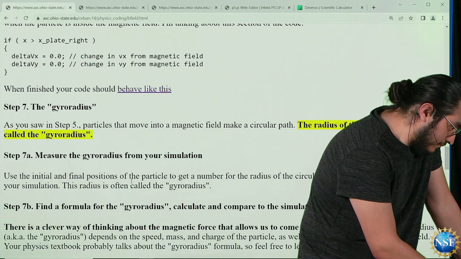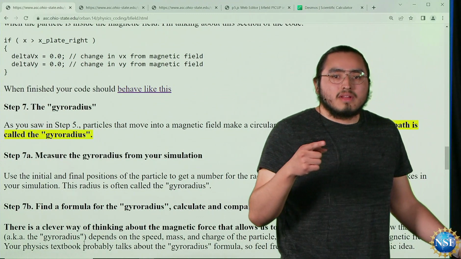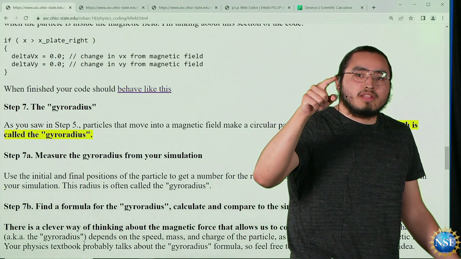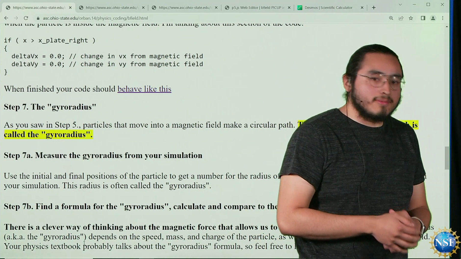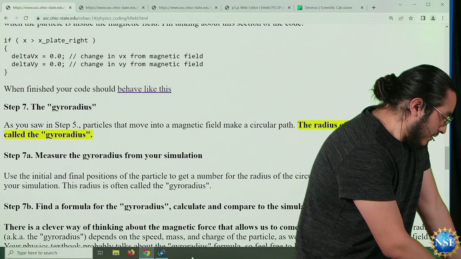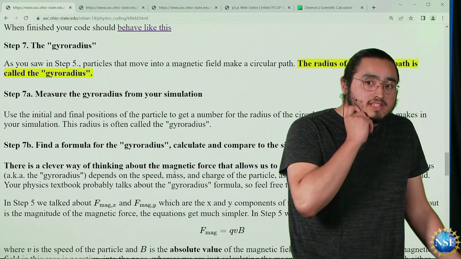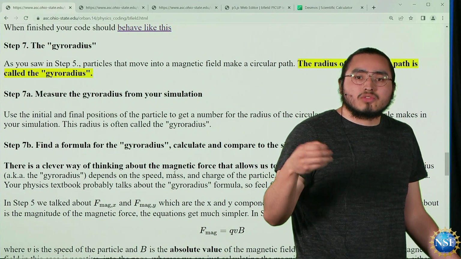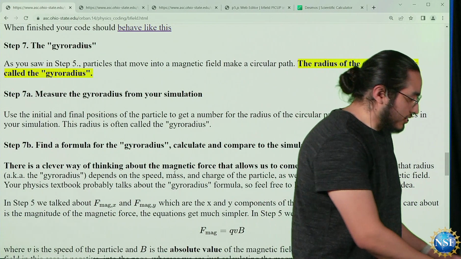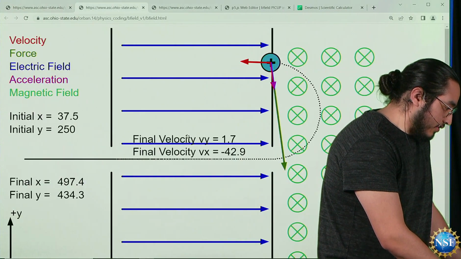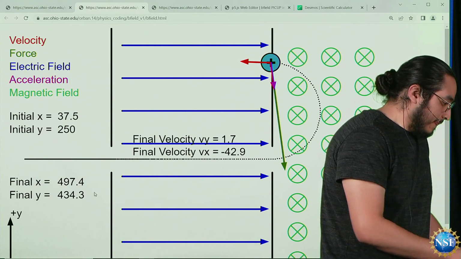Alright, now the gyro radius. You saw that in the motion it looked like a perfect semicircle almost. And the radius of that circular path is called the gyro radius. And so we want to know what this gyro radius is. We have all the values necessary to figure out what that gyro radius is. Let's just refer to this one here. This is the same as the code that I did.